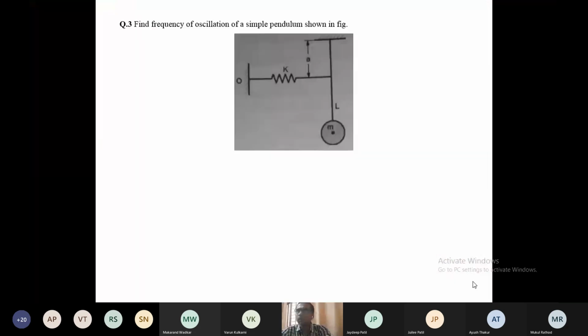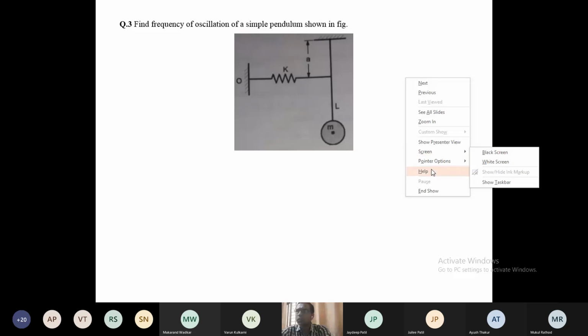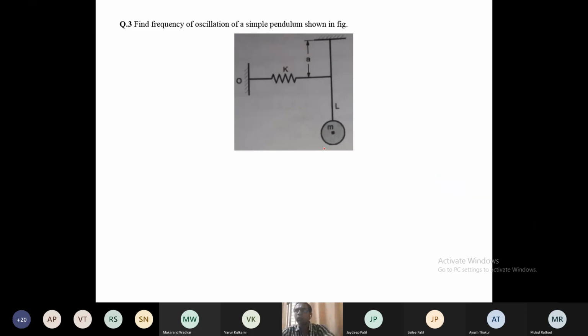Now here in the first example, now this is the second example. In the first example, there is a rod and a mass attached at the end of this rod. And you have to find out the frequency of the given system. Now in the second example, you have to attach only the spring here.